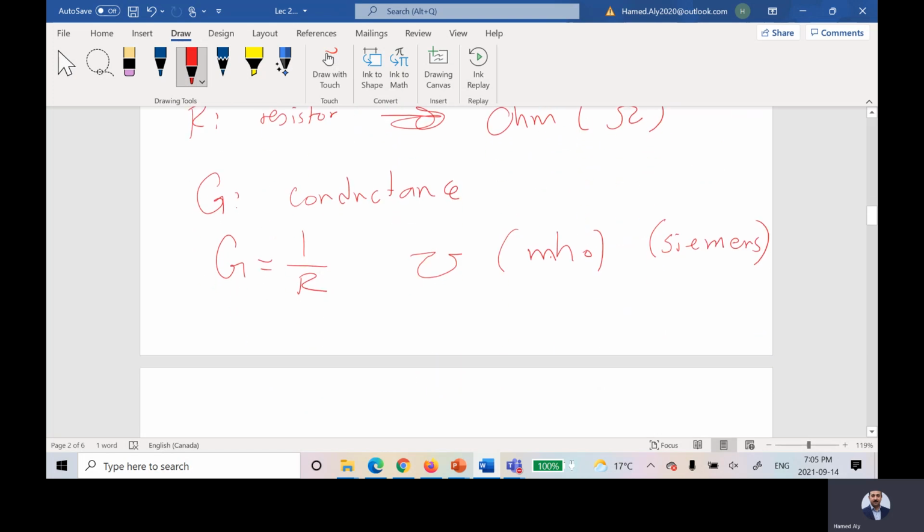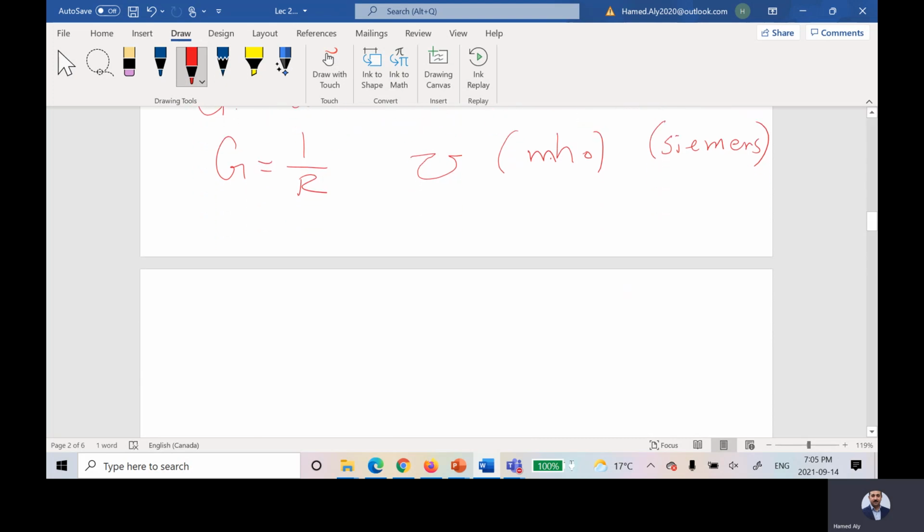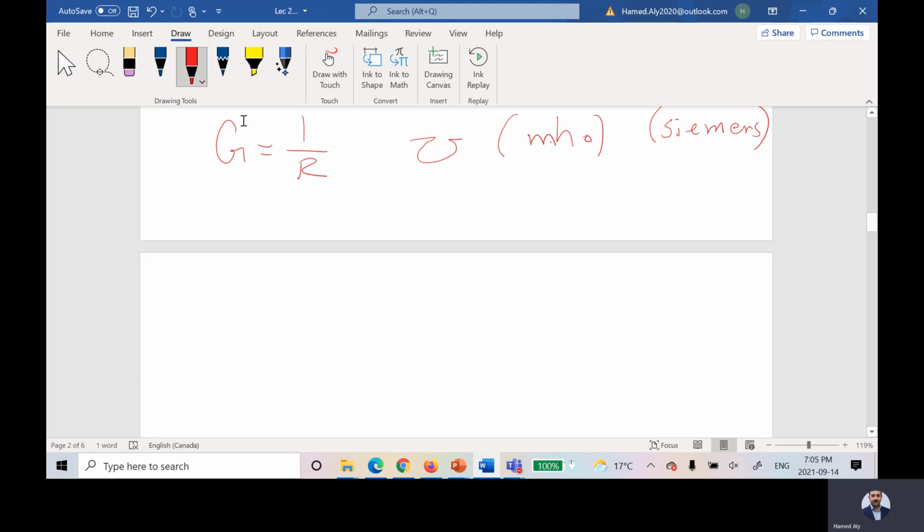Now, let us talk about the most common theories in electric circuits: Kirchhoff's voltage law and current law. Kirchhoff's laws are among the most important laws that we use in electric circuits. But before I start talking about Kirchhoff's laws, I'd like to distinguish between two different things. Number one, what is the difference between nodes and loops? It's very, very important to understand that.